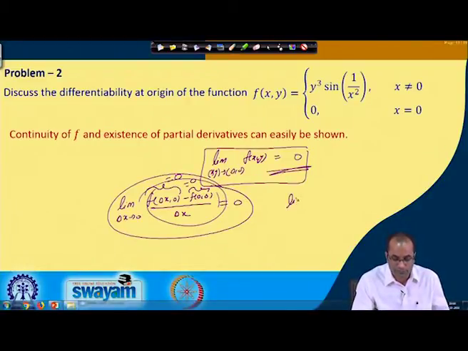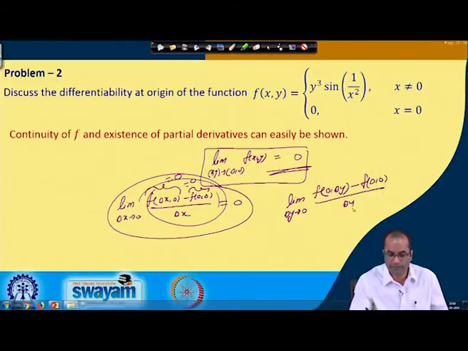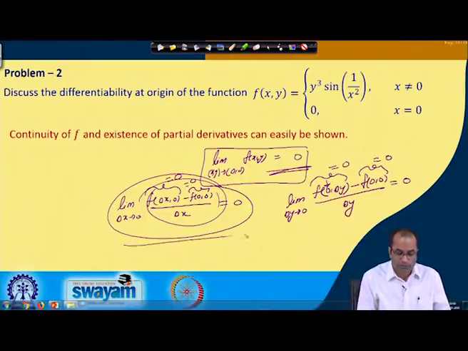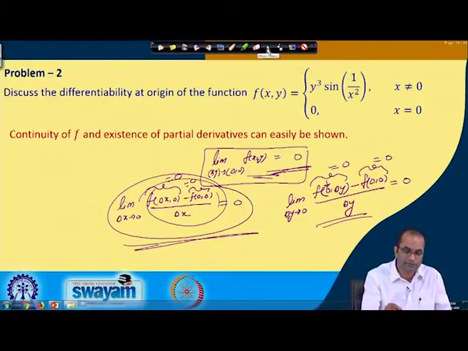For that we have to consider delta y goes to 0 of f(0, delta y) minus f(0,0) and then divided by delta y. So, since x is 0, the value of this function is again 0, and here also the value of this function is 0. So, we have again 0. So, the continuity of the function and the existence of the partial derivatives we have seen, it is easy now.